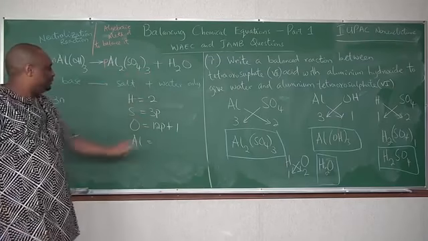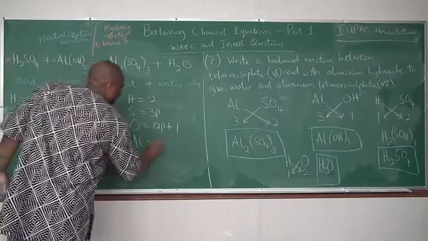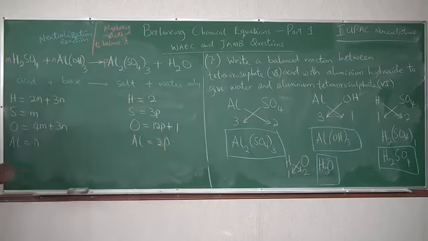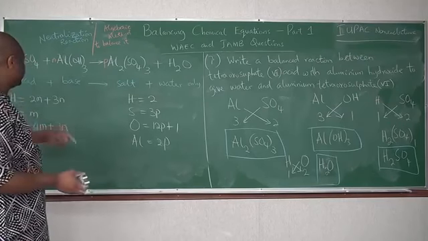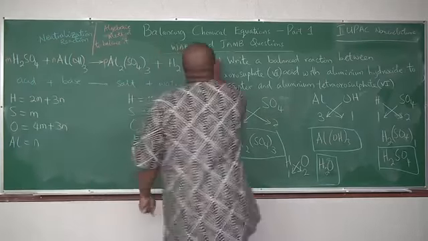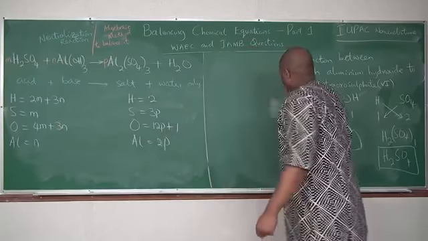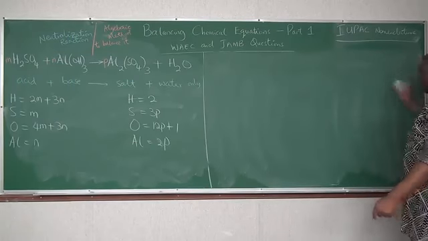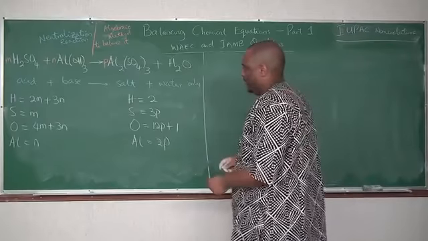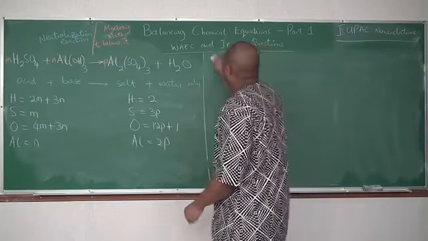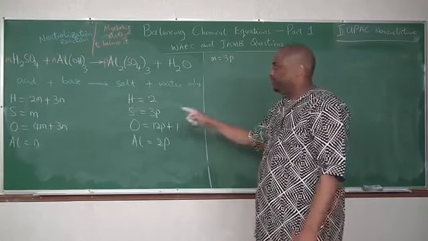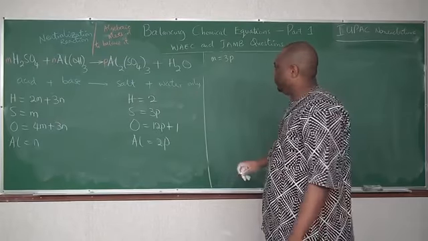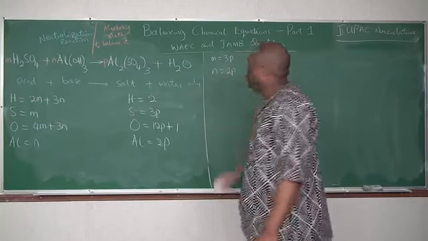So this is 12P plus 1. Aluminium is 2 times P, which is 2P. Now let's solve the problem. We now have to solve for the variables. We see that M is 3P, that is from sulfur. From sulfur, M is 3P, and from aluminium, M is 2P. N is 2P from aluminium.